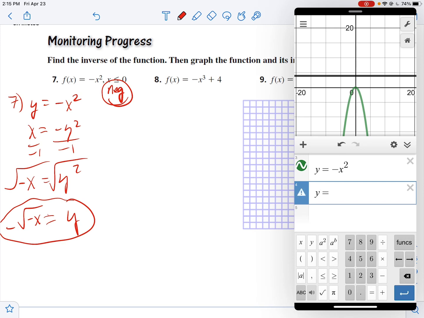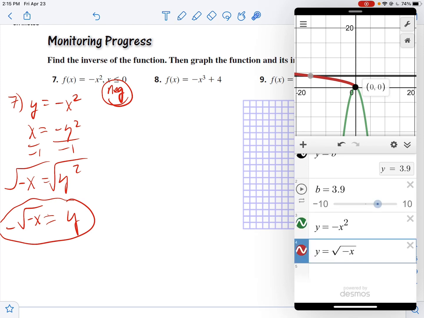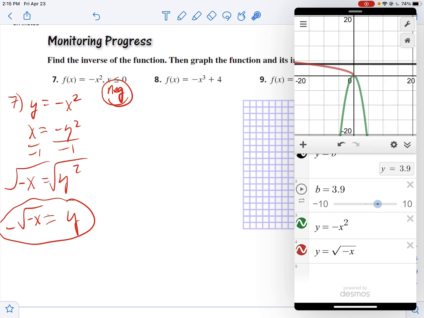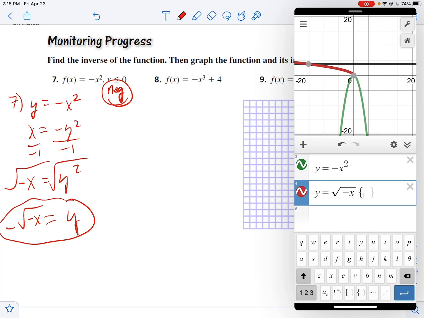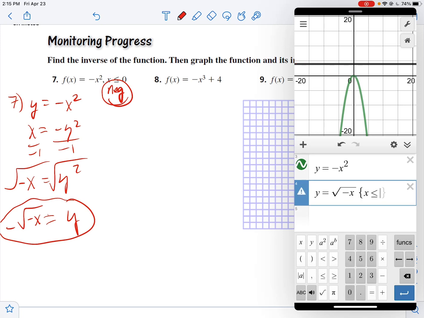If I now graph y equals the square root of negative x, okay? That doesn't have that mirrored finish to it. It has a mirrored finish for the right-hand side of this thing, but it doesn't have a mirrored finish for the left-hand side. And so that is not the one that I'm going to need. I need to restrict. Remember, back up here, I had a restriction. So I put on my restriction, x has got to be less than or equal to 0.